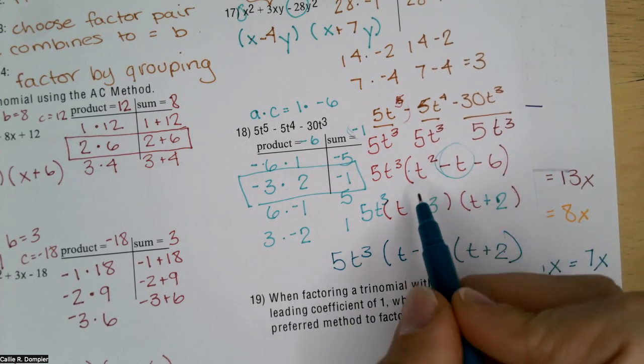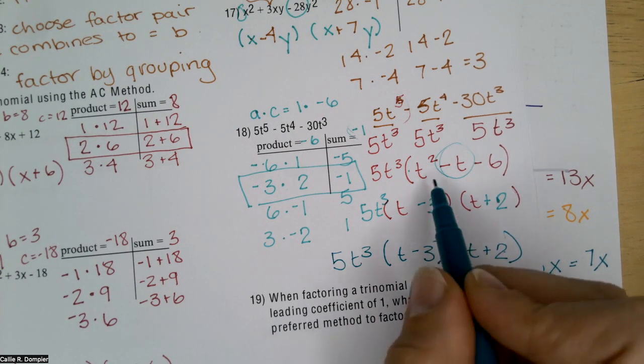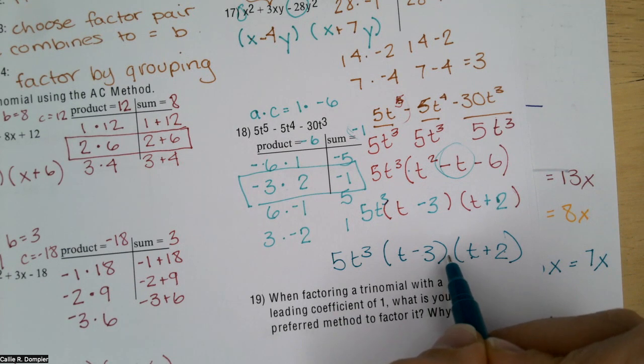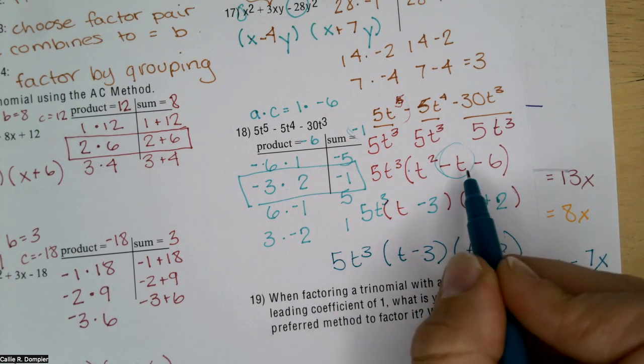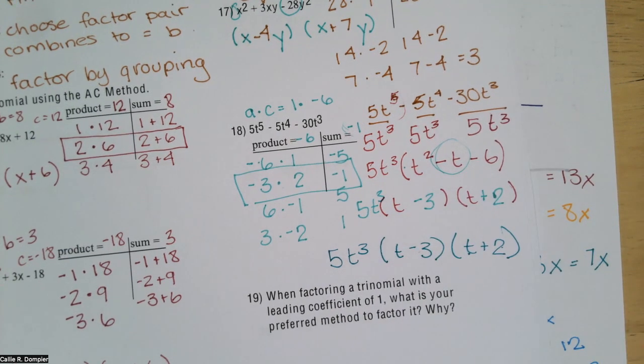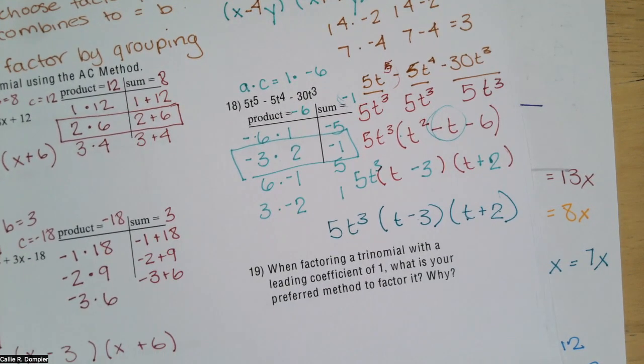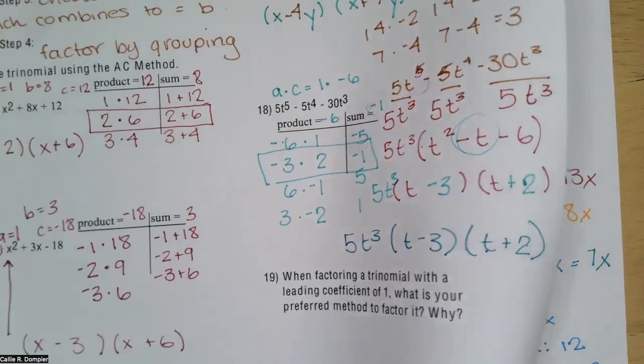t times t will give me that t squared. t times 2 is 2t. Negative 3 times t is negative 3t. 2t minus 3t gives me that negative t. So I was supposed to teach you two different ways to factor leading coefficient of 1, and I kind of did. Those are the two different kinds.